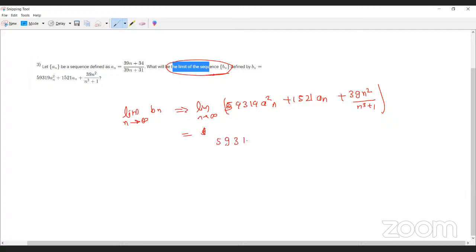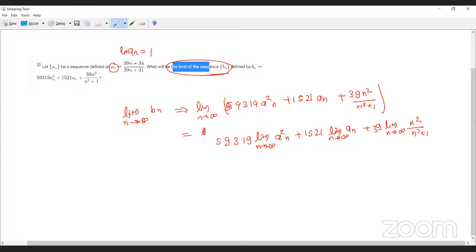Property. 5931 times the limit as n tends to infinity of a square n. You have to calculate the value of this limit. Similarly, I can write down 1521 times the limit as n tends to infinity of an, plus 39 times the limit as n tends to infinity of n square by n cube plus 1. Now first we have to find out the value of this particular limit. So how can we find it? We have to find the limit of the sequence an, that is equal to 1, right?